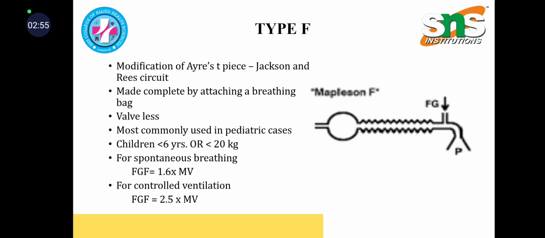It is a valveless circuit, most commonly used in pediatric cases where children are less than 6 years or less than 20 kg. For spontaneous breathing, the fresh gas flow recommendation is about 1.6 times the minute ventilation, and for controlled ventilation the fresh gas flow should be 2.5 times the minute ventilation. So you can see in the image the fresh gas supply is brought near the patient end, and we don't have an APL valve, so it is a valveless circuit, and it is made complete by attaching a breathing bag.